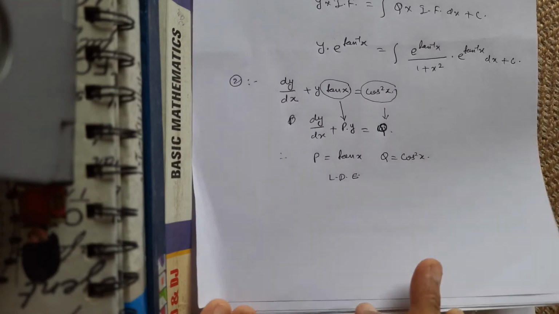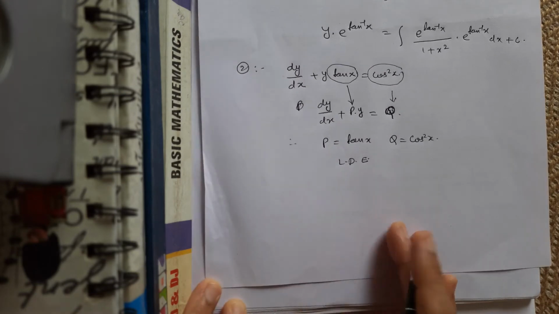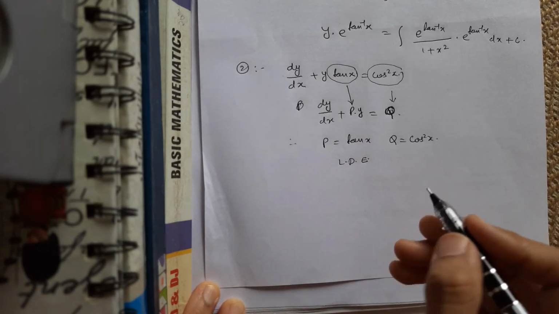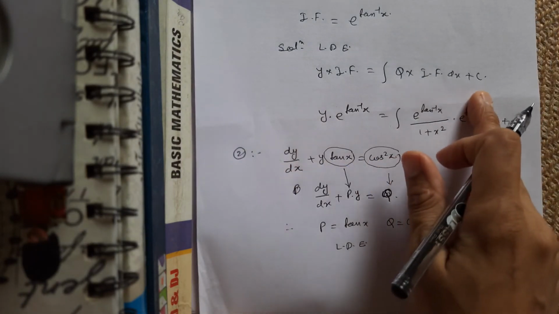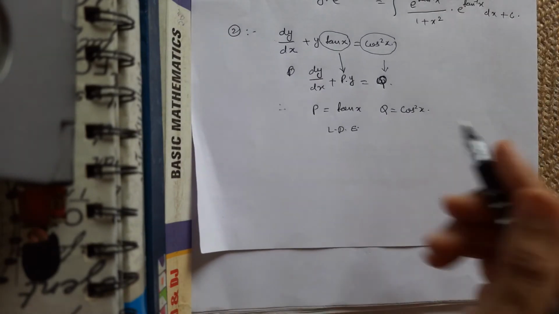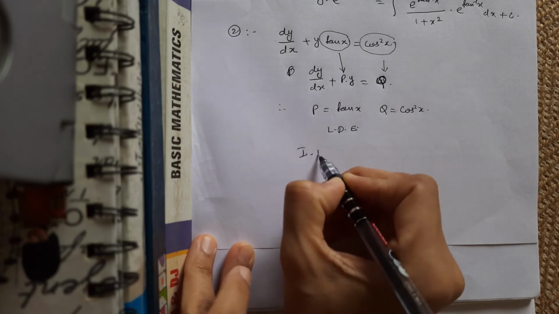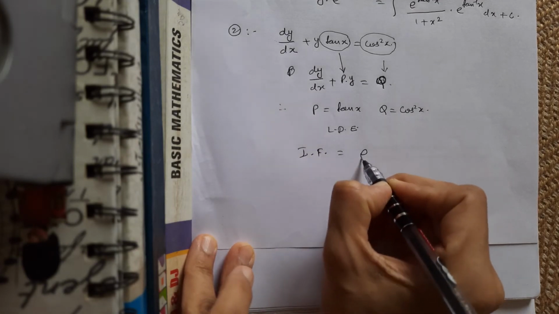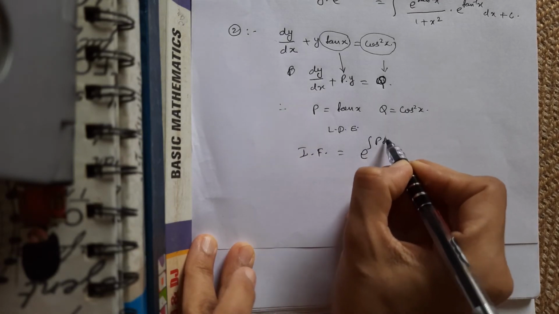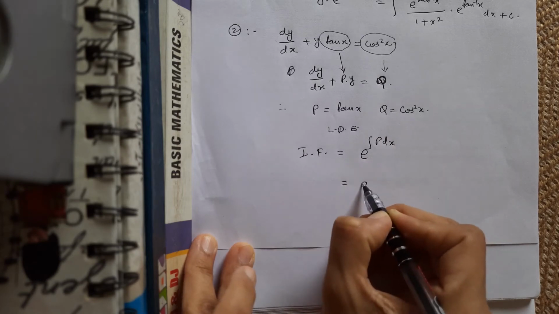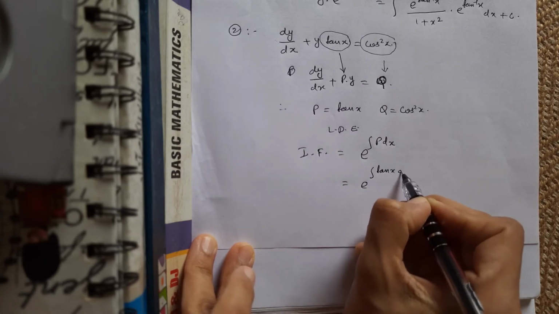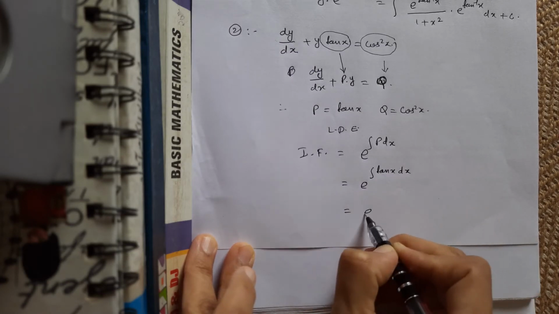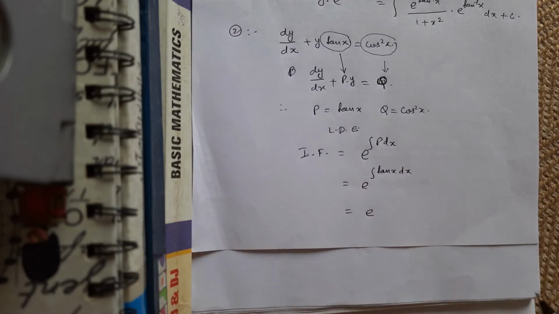As soon as I find that it is an LDE, I know that the solution is given by y into IF equals integration q into IF dx plus c. So first of all, I will find the integrating factor IF. The formula is e to the power integration p dx. Now put the value: e to the power integration of tan x dx. So what is the integration of tan x?